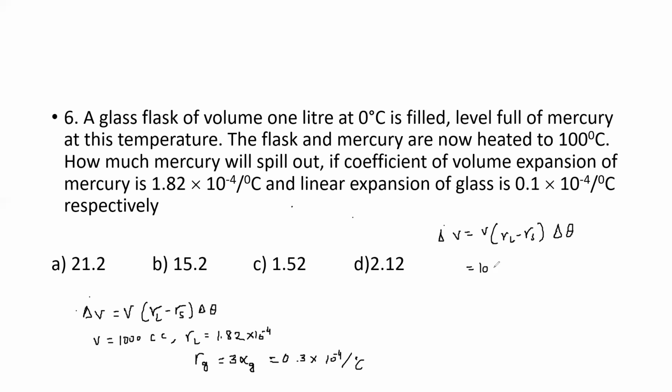So V is given as 1000 into bracket γL value, which is given in the question, 1.82 × 10^-4, minus γS value. γS value is 0.3 × 10^-4, which we just calculated, into temperature, which is 100. If we simplify this, we will get 15.2 cc. That is, option B is the right option here.